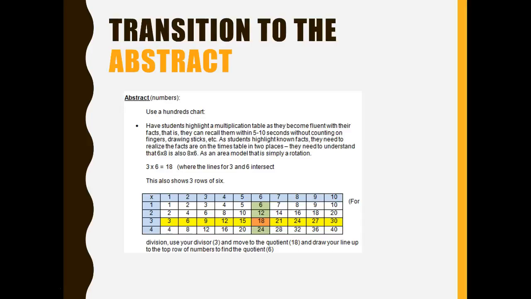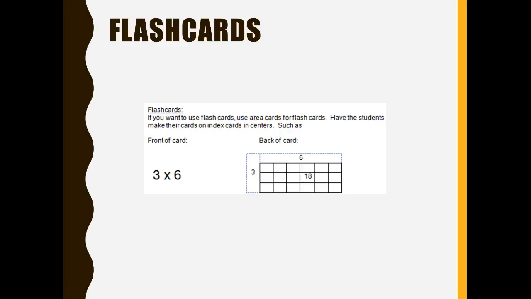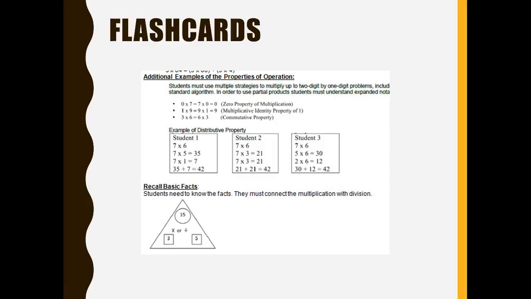Then you're able to transition to the abstract version where you could use a hundreds chart or introduce them to the thought of repeated addition and using flashcards. Notice you would never want to start with flashcards, but you would want to definitely use those towards the end so the kids can get more experience and practice with these facts. You have triangular flashcards in Texas Go Math resources.